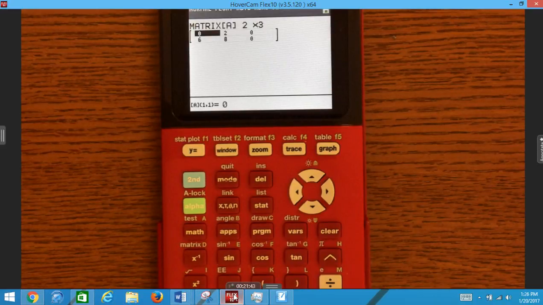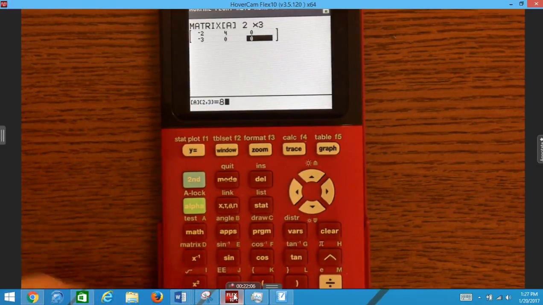Then when you hit enter for each number, it goes across the row, then it drops down and goes across the row, and then it drops down. So you don't really have to keep looking at your calculator. That's the way it goes every single time. If you want, just hit enter in between each one. -2, 4, 0, -3, 0, 8.